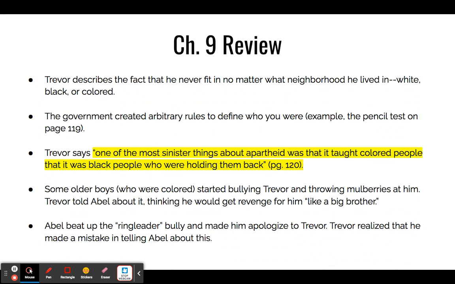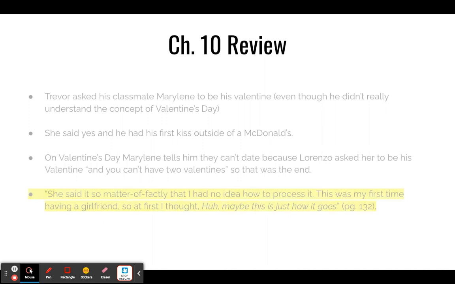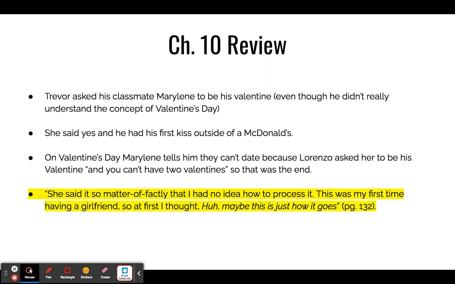So pretty intense. In chapter 10, this is talking about Valentine's Day at school, and all of Trevor's friends were telling him that he needed to ask out his classmate Marilyn, even though he didn't really care about Valentine's Day. He didn't really understand the concept of it. So they start talking. She says yes to the date. He has his first kiss with her. And then he finds out that there's another student named Lorenzo who decided to ask Marilyn to the dance. And she said, well, I can't have two Valentines, so I'm going to go with Lorenzo.